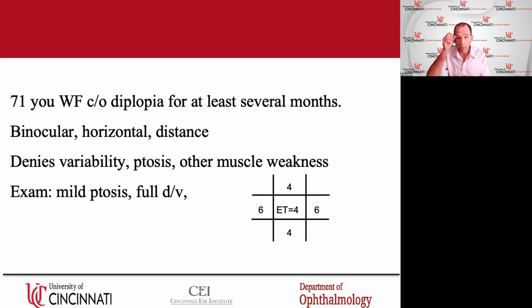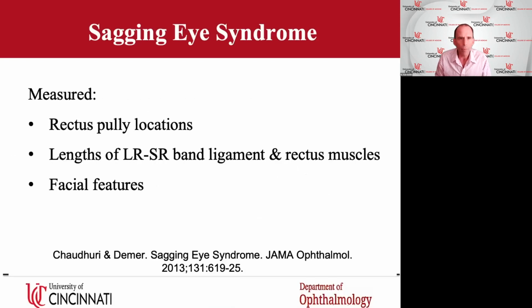And the question is, well, what's going on? What are the possibilities? Well, you always have to think about myasthenia, because myasthenia can cause virtually any pattern of misalignment. She does have some mild ptosis, but it doesn't vary. And in this scenario, by far the most common thing that's going to cause this, and some of you may know the answer, is something called the sagging eye syndrome.